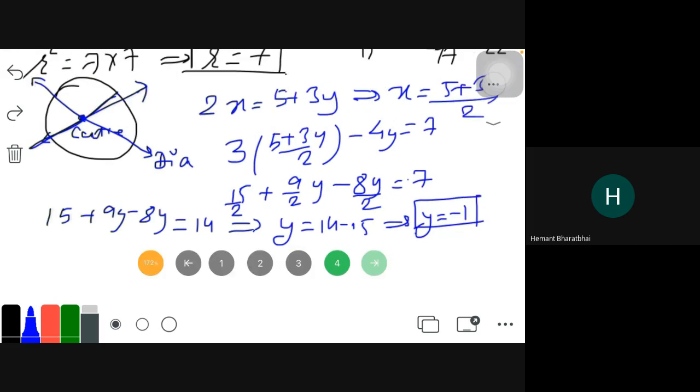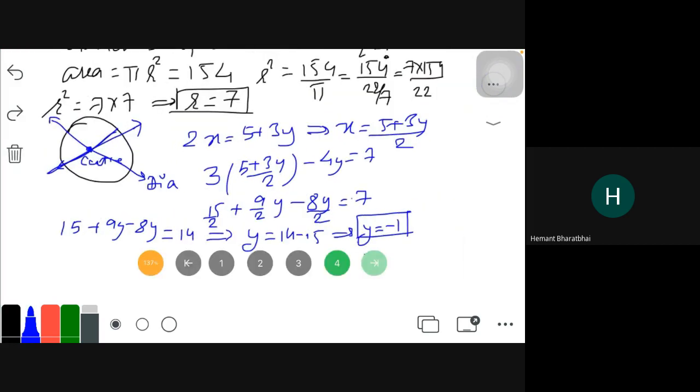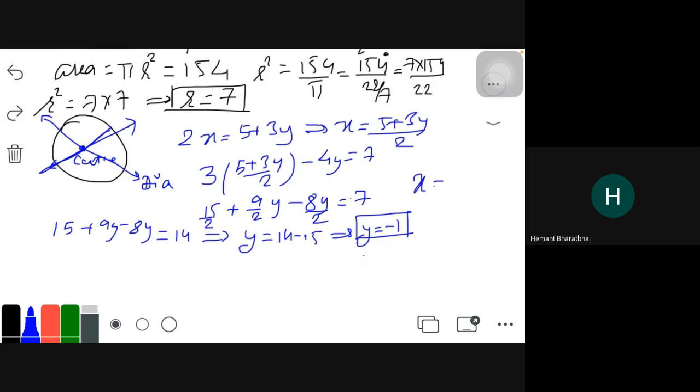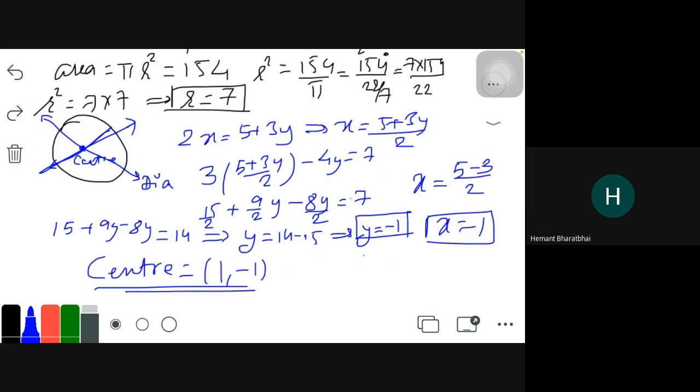This value I'll substitute in the above, so I'll get the value of x. So from here I'll get x is equal to 5 minus 3 upon 2. So I'll get the value of x is equal to 1. So I've got the center as 1 comma minus 1. So now you have the center, you also have the radius. So by applying center radius form, you will get the equation of the circle.